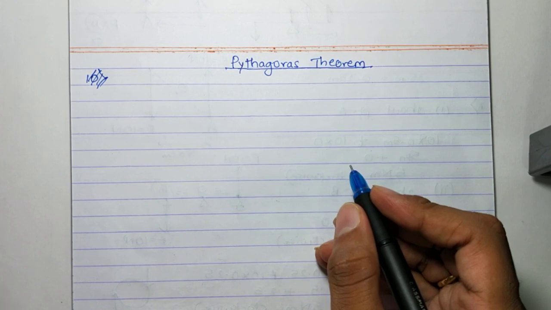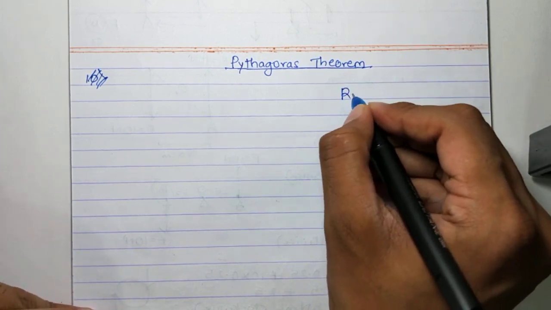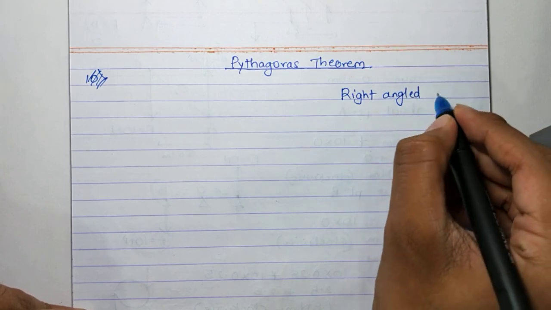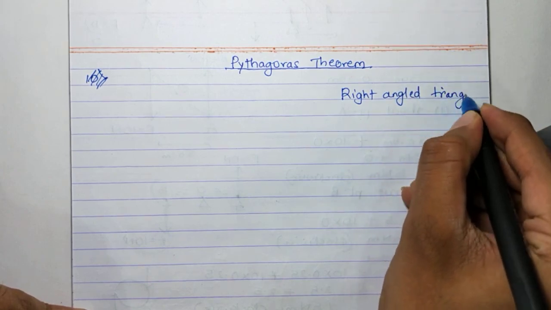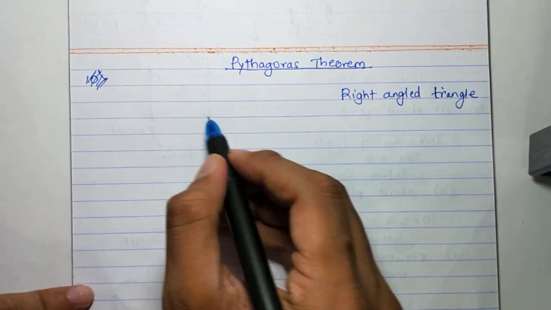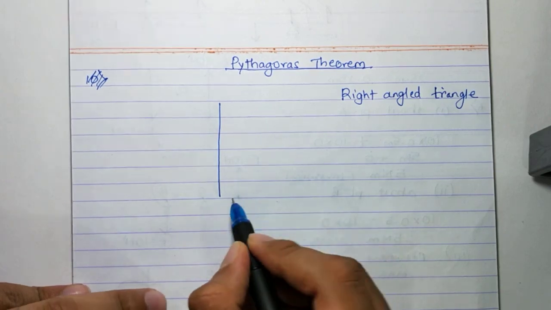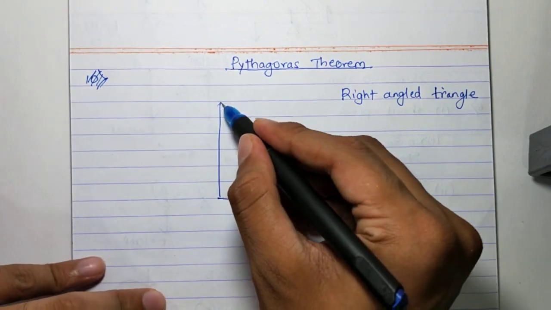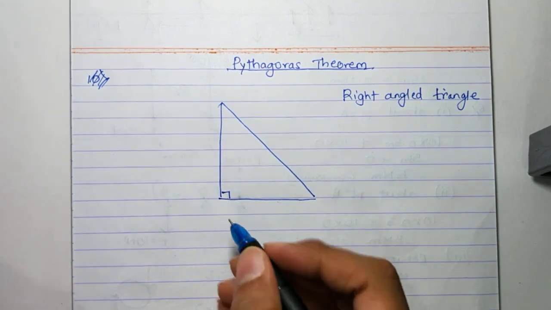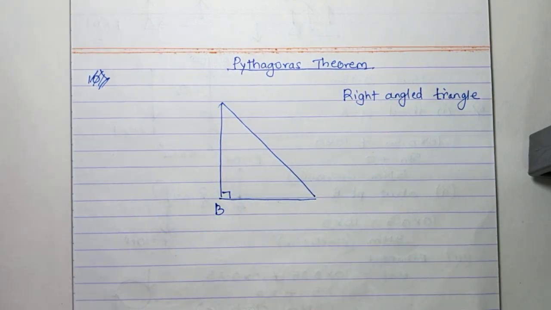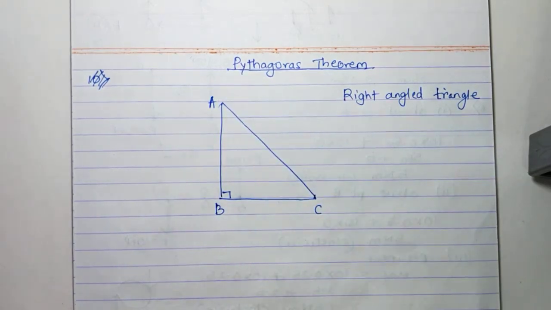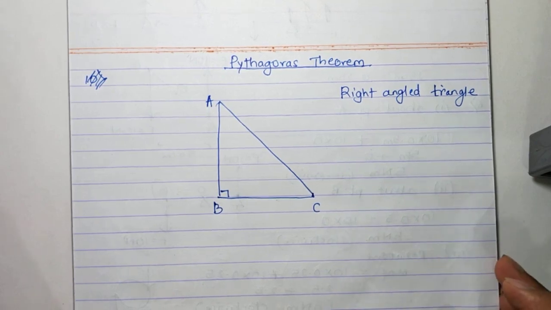Now this theorem is applicable only in right angle triangles. Okay, so if I have a right angle triangle, let's say this is my right angle triangle, right angled at B. Okay, and let's say I have A here and C. Now what does Pythagoras theorem say?